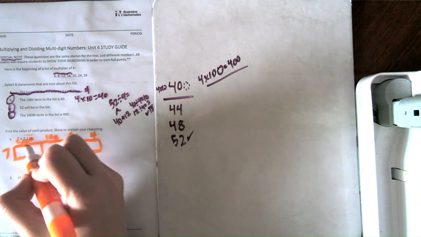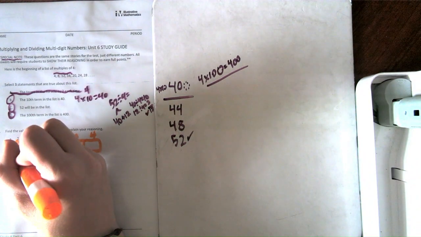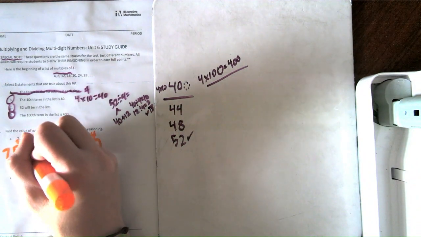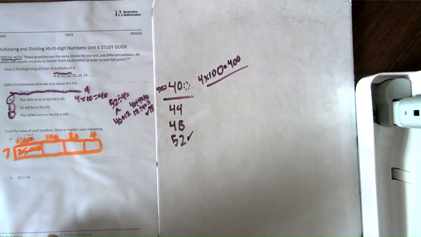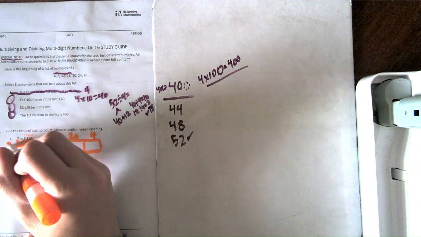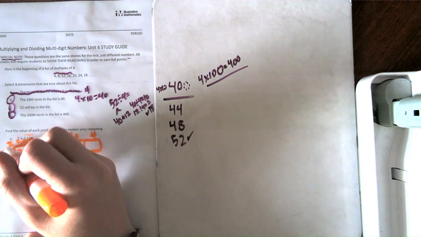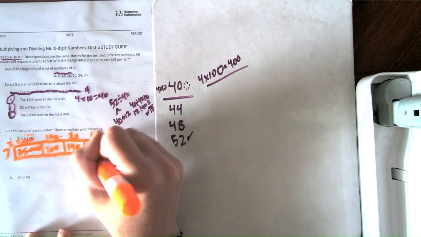So 7 times 5, I'm going to cover up those 3 zeros. It's much easier to see this on the handout, the study guide that you have. But 7 times 5 is 35, and then we put those 3 zeros back inside the box. And we are multiplying by 7. I sometimes will put a multiplication sign right here. 7 times 100 is going to be 700. 7 times 20 is going to be 140, and 7 times 4 is going to be 28.